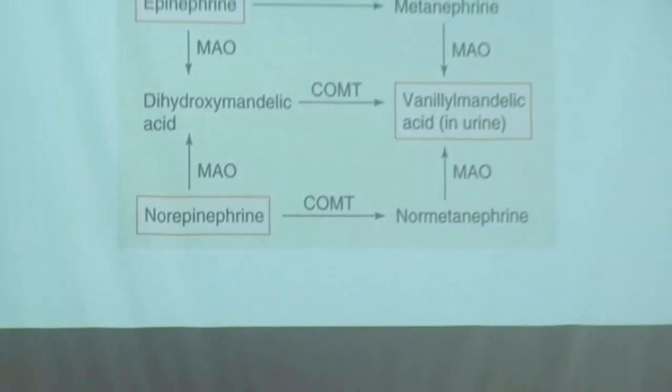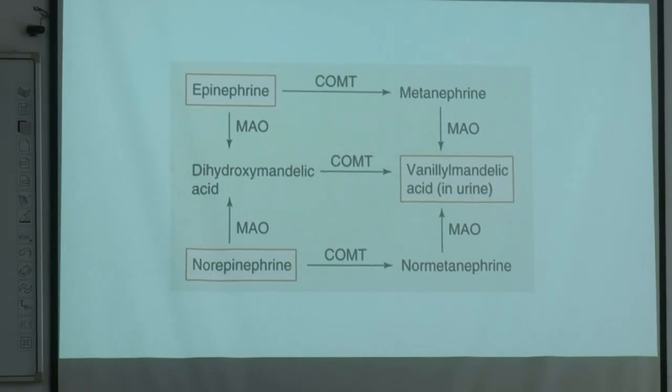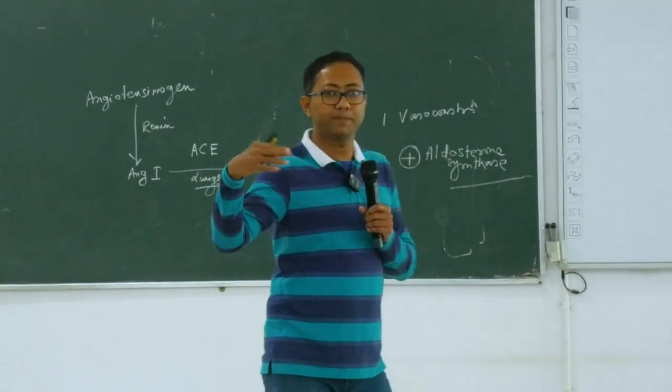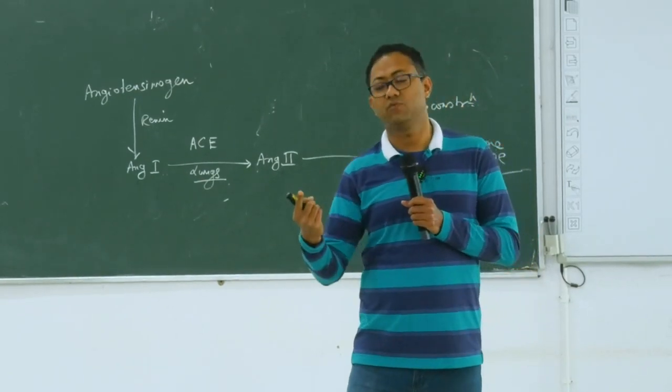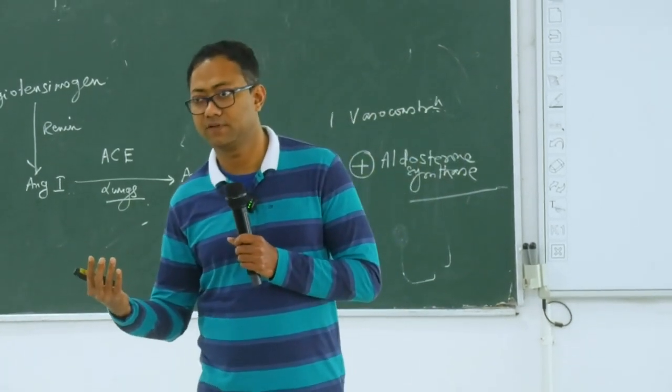Now this is the degradation, how epinephrine and norepinephrine are metabolized in your blood. You remember the enzymes, monoamine oxidase and COMT, and this is the product, vanillylmandelic acid, VMA. It is excreted in urine. So, when in your blood epinephrine or norepinephrine is high, the test we need to do is urine test for VMA.